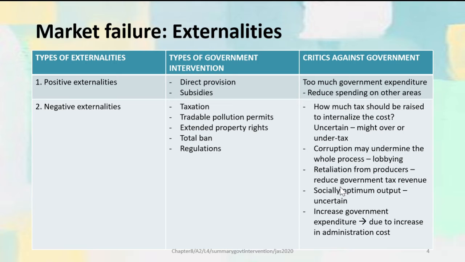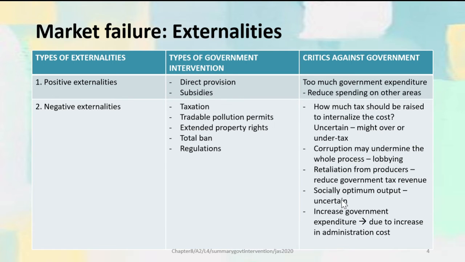The next criticism, of course, is retaliation from the producers. If the government were to tax these people, they are not able to produce so much. At the end, it will go back to the government because it would reduce government tax revenue overall, because production falls. Production falls means profit falls. If profit falls, then of course government will not be able to collect more revenue from that. So the major criticism would be the retaliation itself.